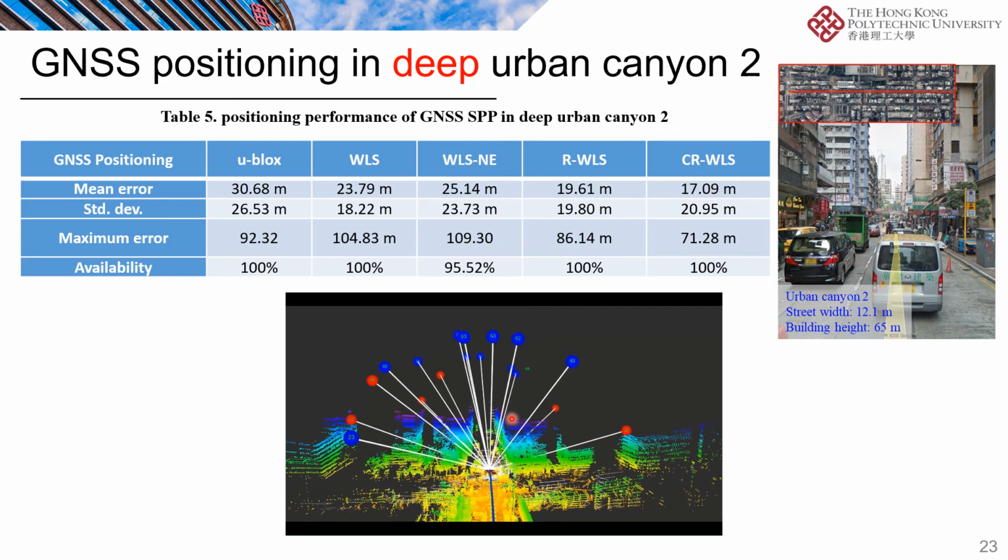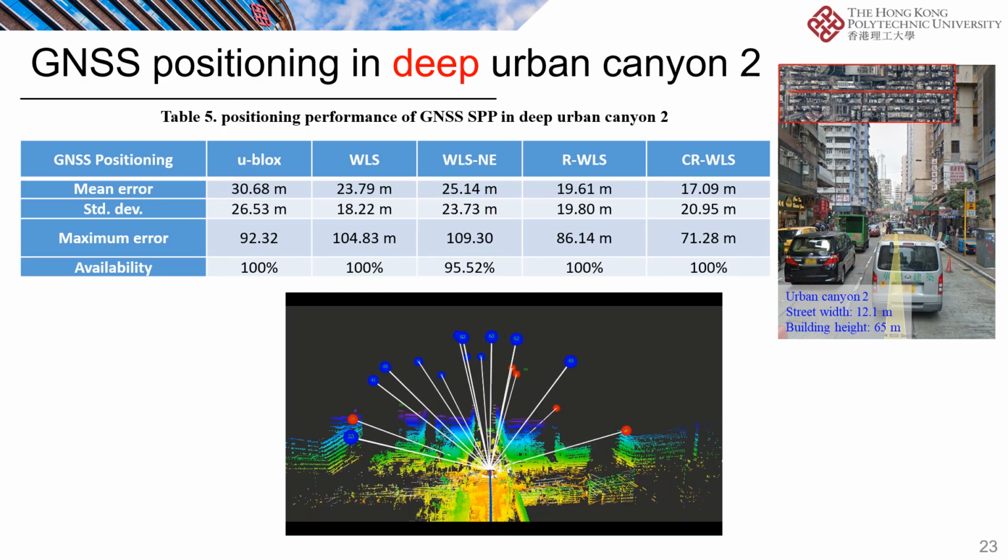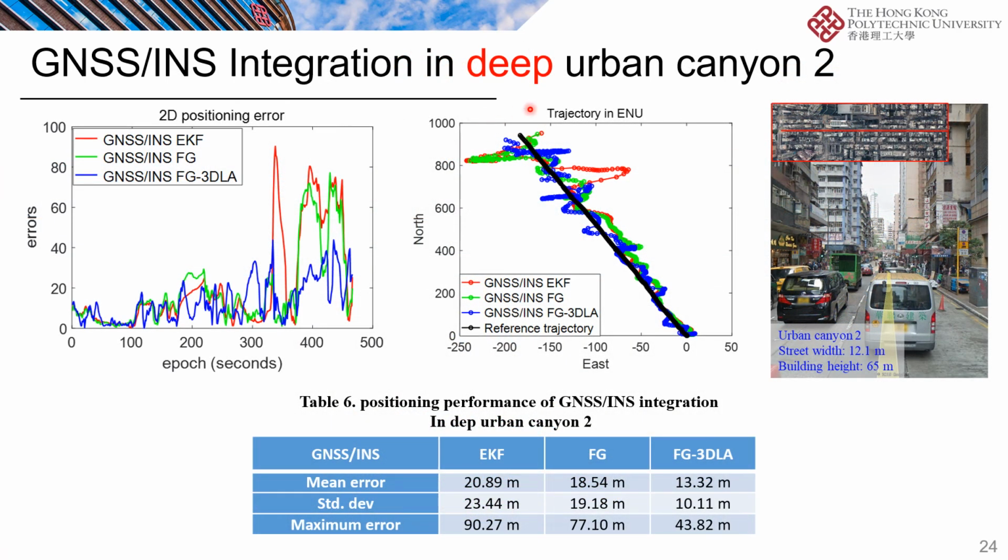Here is a demonstration for NLOS detection, and this is the experiment environment for Canyon 2. For the GNSS integration in Urban Canyon 2, you can find the error decreased from 20 meters to 18 meters to 10 meters finally. This shows the effectiveness of the proposed method. You can find here the error decreases dramatically. This is due to the contribution from the proposed NLOS correction and reweighting.